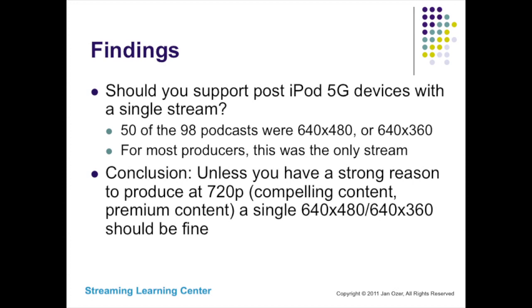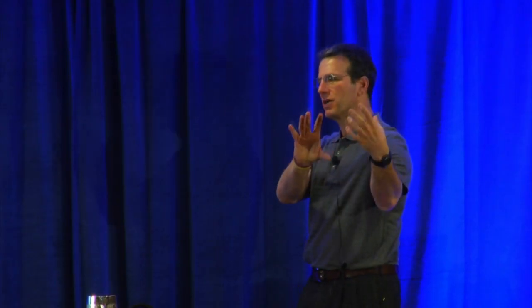Question 2, should you support everything to the right of those earliest devices with a single stream? 50 of the 98 podcasts were either 640 by 480 or 640 by 360. So what they decided was to support that one clump of streams, and everything to the right of that, with a single file. My conclusion is that unless you have a compelling reason to produce at 720p, and we'll look at that in a second, for most producers a single 640 by 480 or 640 by 360 file should be fine.